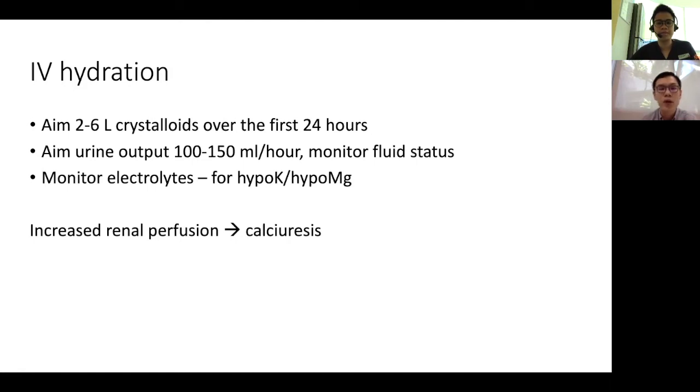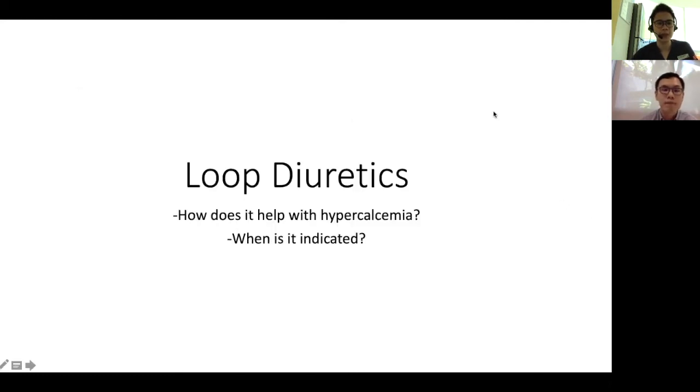And then because of the increased renal perfusion and all that, you might develop electrolyte abnormalities like hypokalemia and hypomagnesemia. So we must not forget to monitor these things and replace actively in such patients. And in terms of the crystalloid of choice, there isn't really a specific preference in the management of hypercalcemia. It can be Hartmann's, it can be normal saline. Okay. Yeah. Sure, will do.